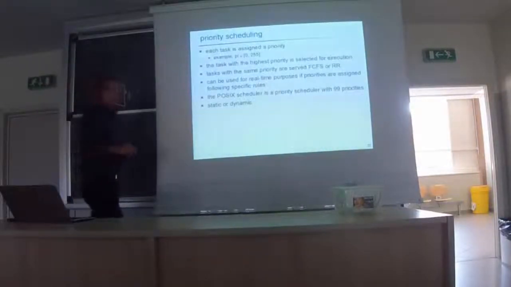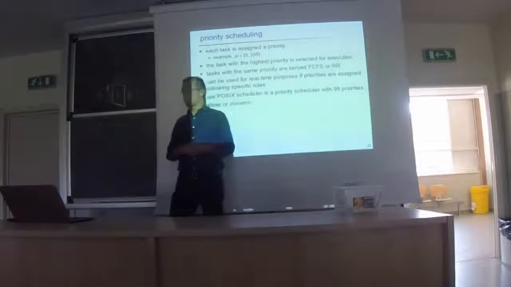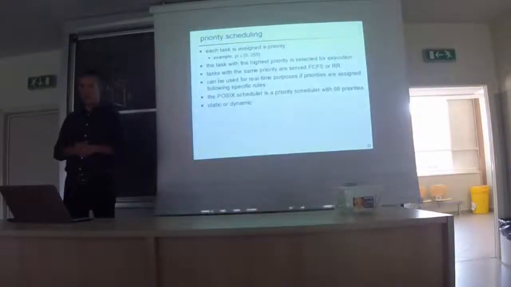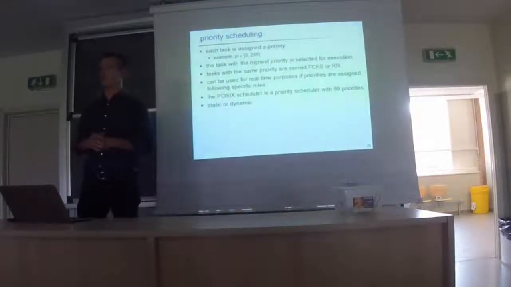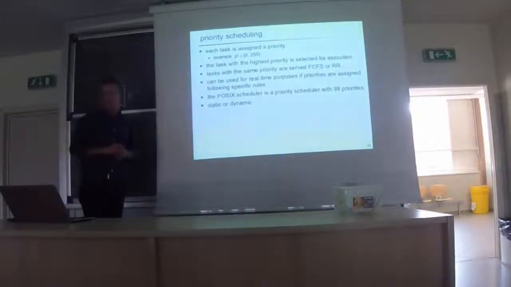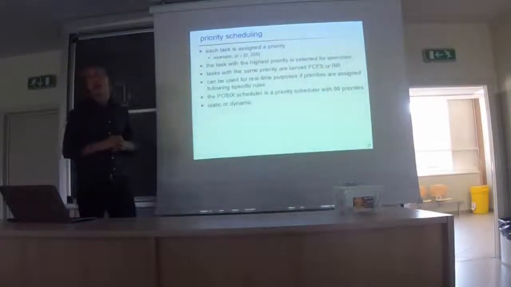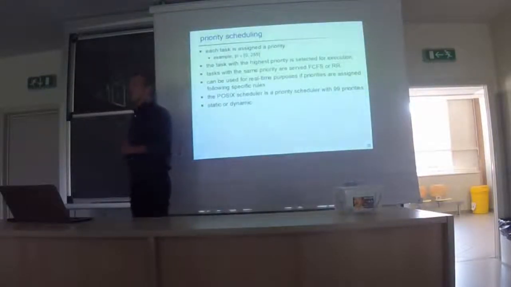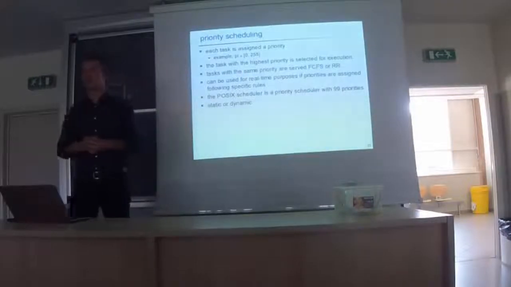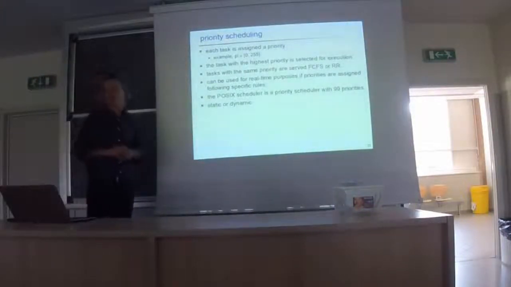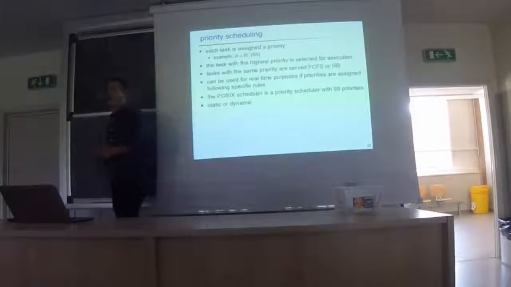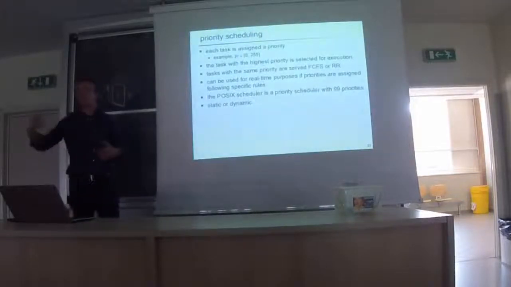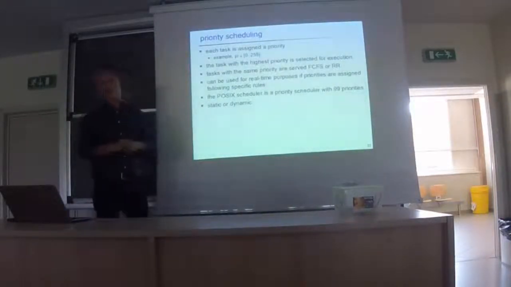Then we started identifying alternative algorithms, priority-based algorithms. For instance, the POSIX scheduler has a priority scheduler in it with 99 priorities. It may be static or dynamic, so the way I assign priorities can be decided once and for all before the task execution or dynamically during the task execution. So for instance, rate monotonic or deadline monotonic scheduling algorithm is a static fixed priority algorithm, while EDF, earliest deadline first, is a dynamic priority scheduling algorithm.